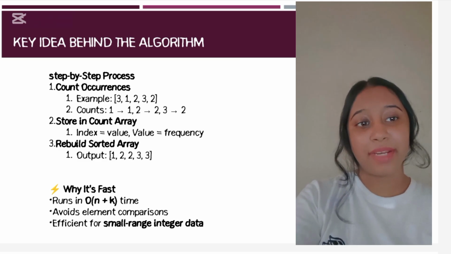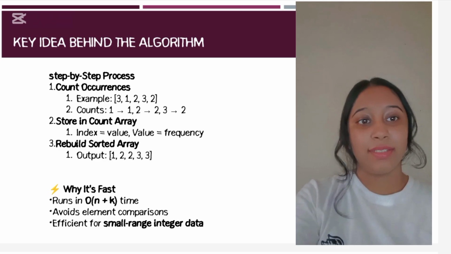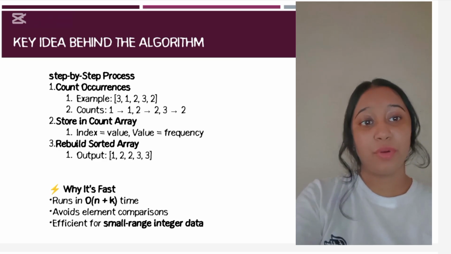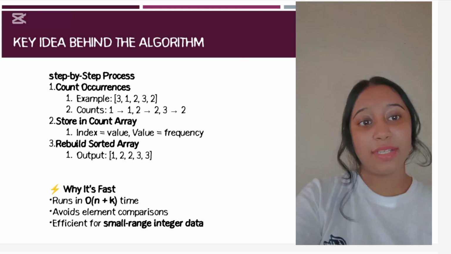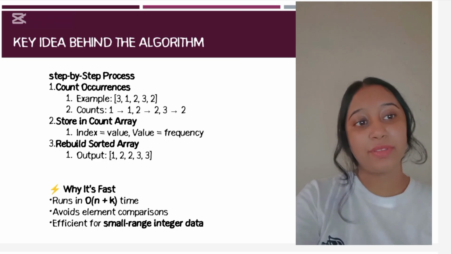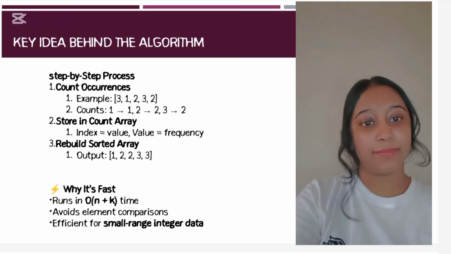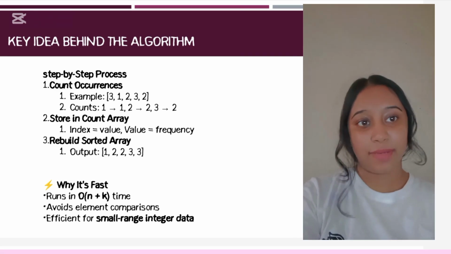Instead of comparing elements, we count how many times each value appears. Counting sort sorts elements by counting the frequency of each unique value and then reconstructing the sorted array using those counts. The step by step explanation.